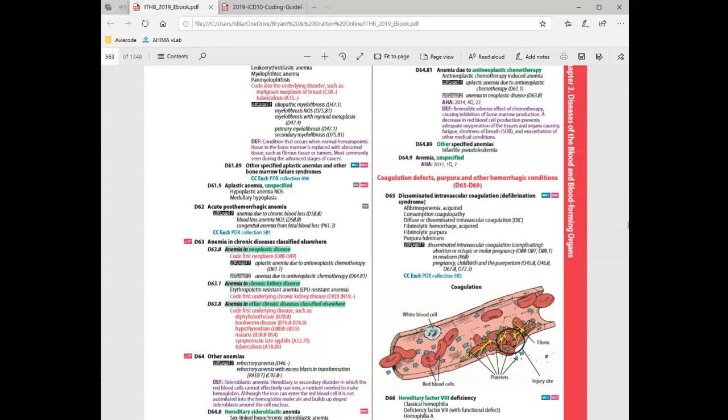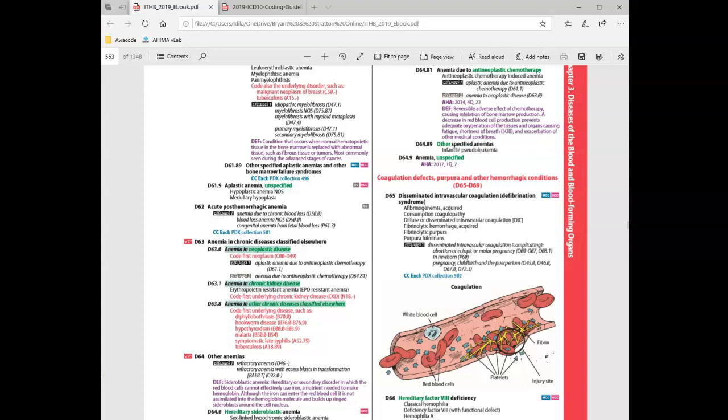I can be confident, and if someone challenged me, I can use the notation in the code book to support my actions and my code selections, which is very important. We can't stress that enough. And we had an example of how the bracketed code in the alpha index are manifestation codes used together with the preceding code in the index.